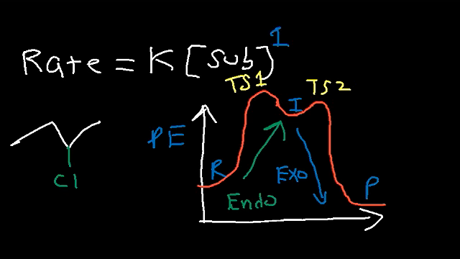Now, which step is the slow step? Which step is the rate determining step? Notice that the activation energy for the first step, the activation energy is the difference between the energy of the reactants and the transition state. Because it's so much higher, the first step is the slow step.